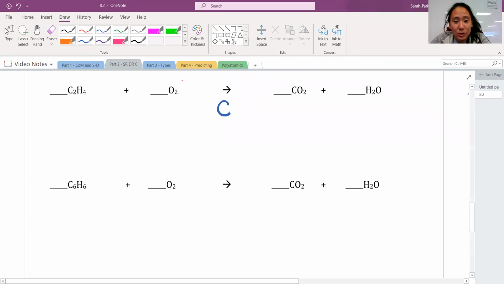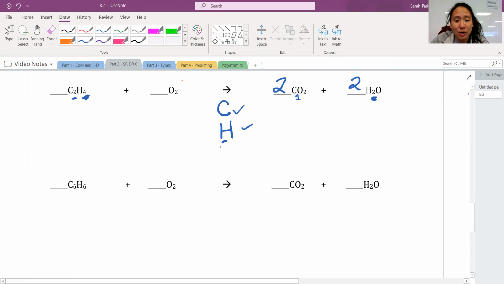So once again, start with your C's. If you don't want to do scratch work, you don't have to. You have 2 here, you have 1 here. So what number needs to go here? Good, 2. 2 times 1 is 2. C's are done. Okay, and then let's do your H's. You have 4 on the left, but you have 2 on the right. So this 2 needs to become a 4. 2 times 2 is 4. So now your H's are done.